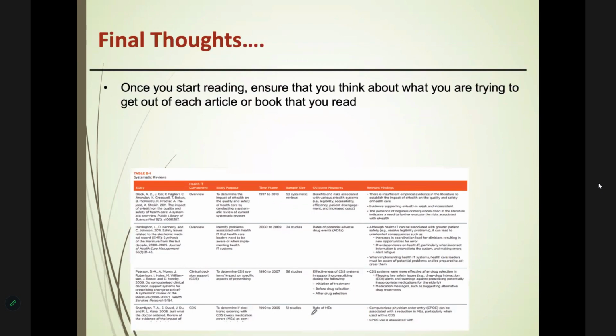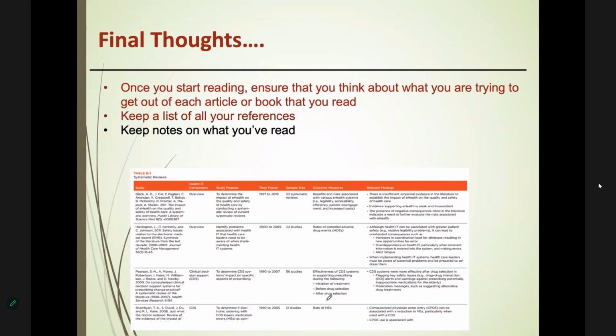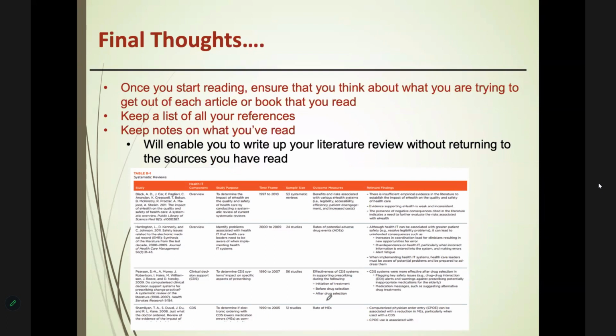Okay, so once you start reading, ensure that you think about what you're trying to do and what you're trying to get out of each article and book that you read, right? This is an example here. So here are the main outcomes and relevant findings, how they have summarized each and every paper. So have a good practice, keep a record, a list of all the references, and keep all the notes on what you have read. And that will actually enable you to write up your literature chapter without even returning to the sources you have read.